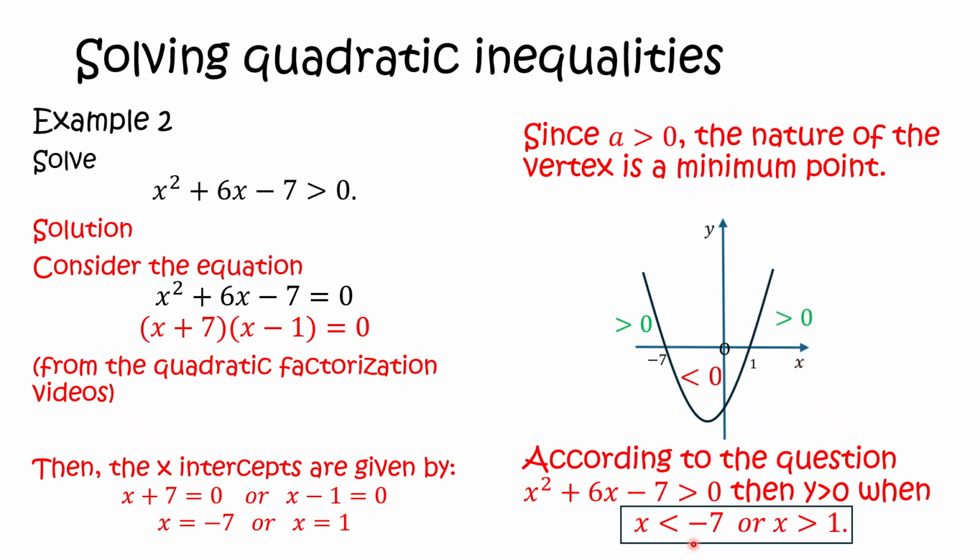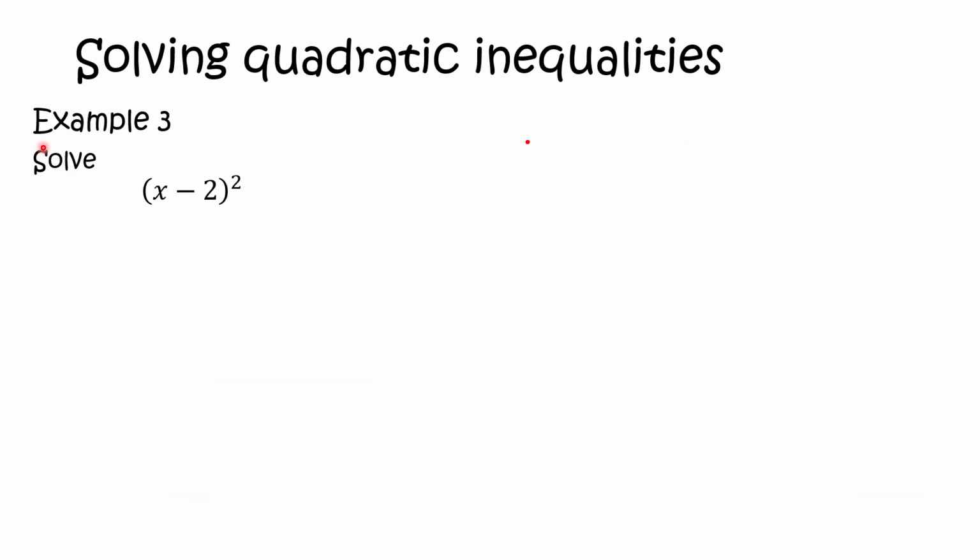So for that reason, we are going to settle for values that are at the far end less than minus 7 and values that are more than 1, because at these points the graph is more than 0, and that is what we're looking for. So our answer becomes x is less than minus 7 or x is greater than 1.